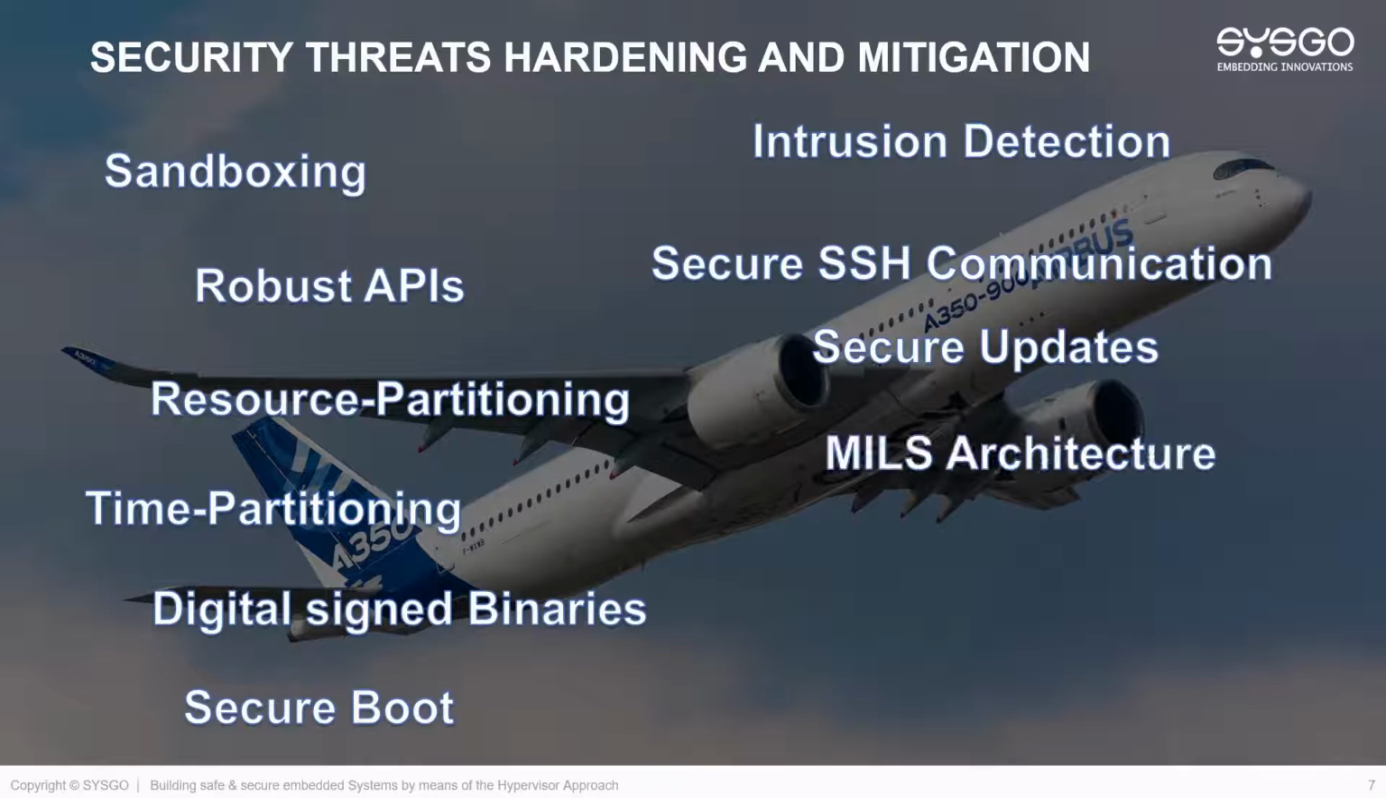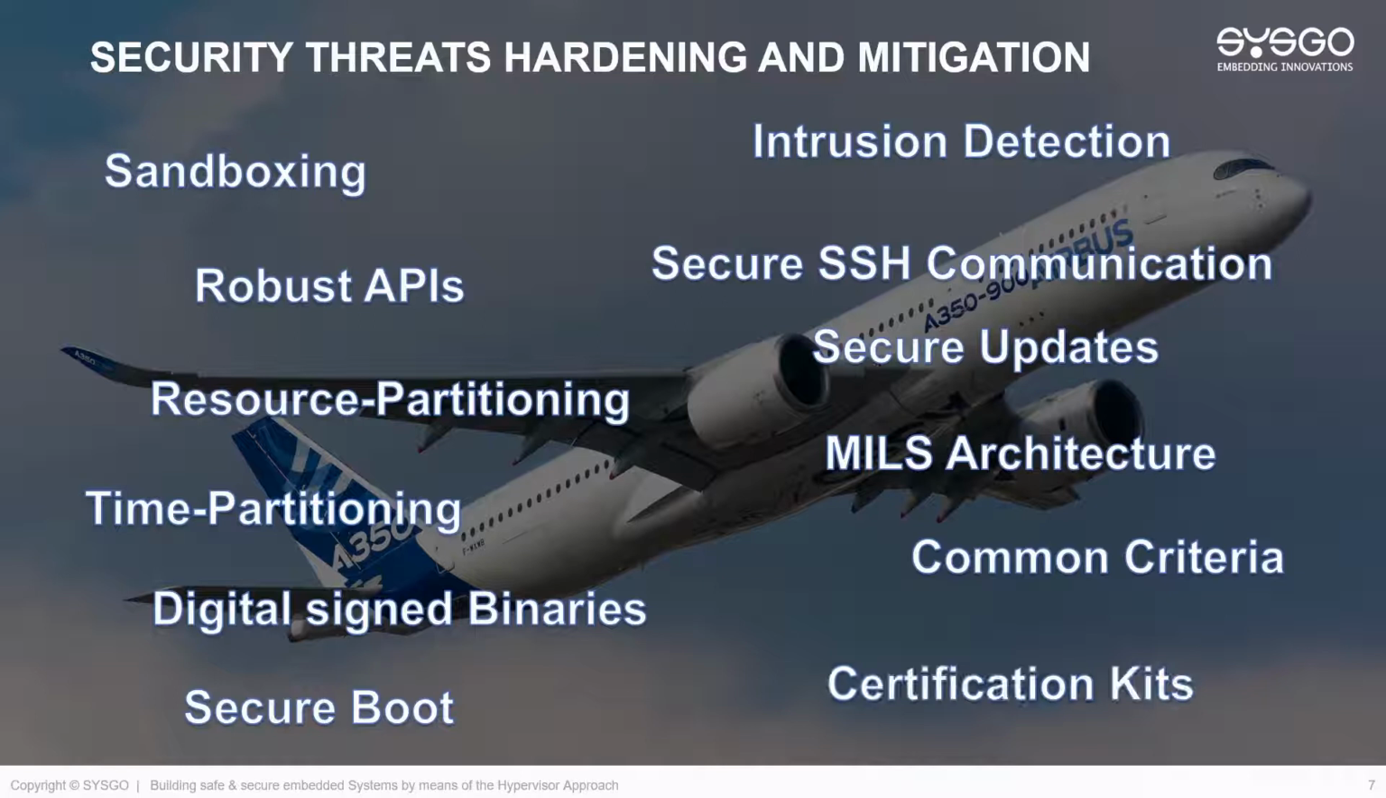When it comes to security, you can have multiple applications running at different levels of criticality, which is called a MILS, multiple independent levels of security architecture. And there is Common Criteria, which is an IT standard to protect IT systems. And finally, there are several forms of certification kits which help to go through a certification.